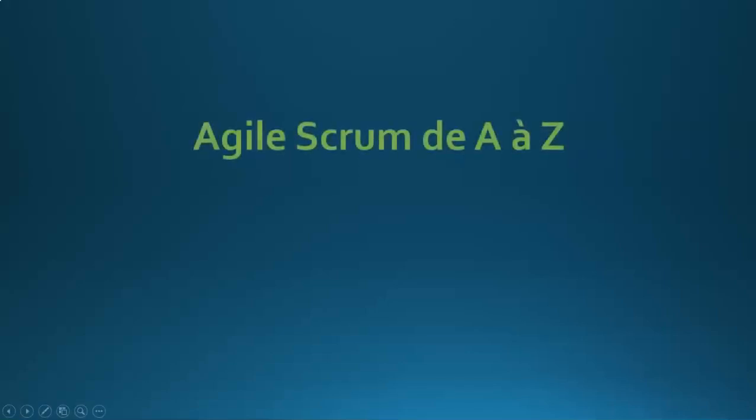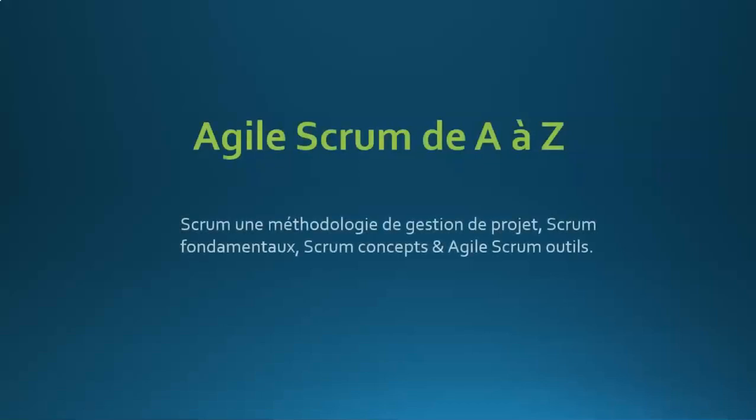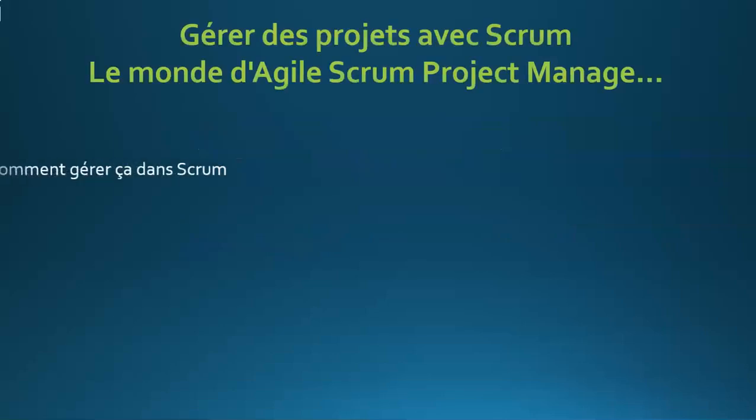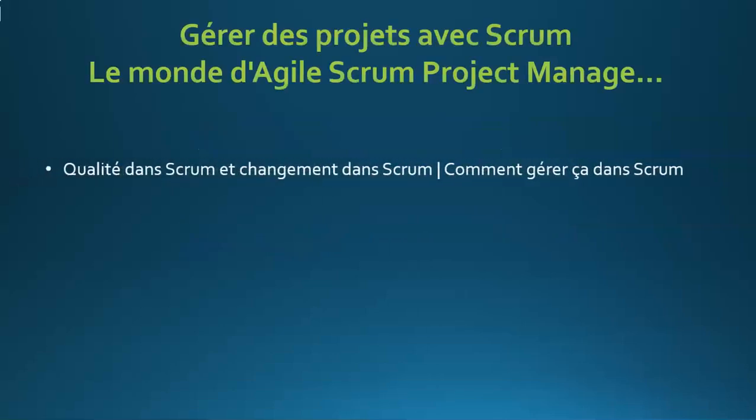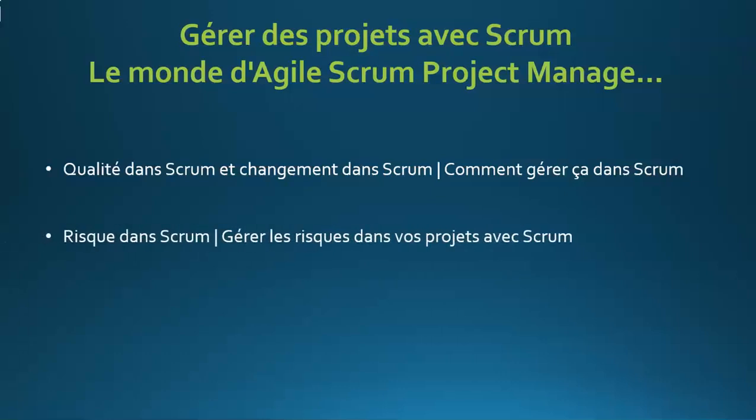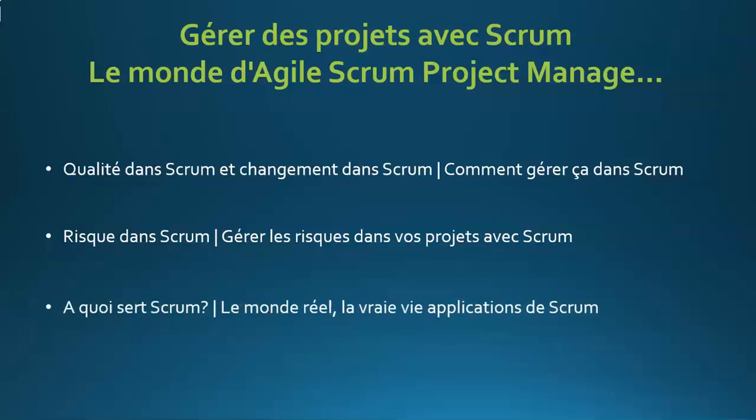Hello everyone, we will continue on this series of videos on the Agile Scrum method from A to Z. Today we are going to talk more specifically about project management. We will start with quality in Scrum and change. We will continue with risk in Scrum, how to manage risk in your projects with Scrum. And we will conclude with what Scrum is for, real work, real life Scrum applications.